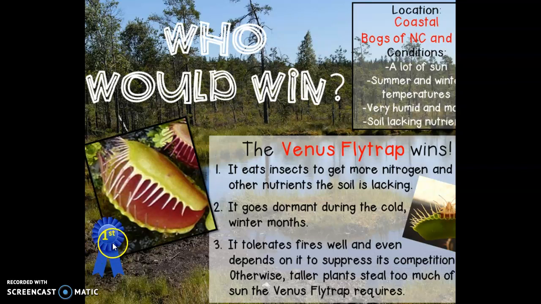It goes dormant during the cold winter months. It tolerates the cold winter well. The Venus flytrap is carnivorous. It tolerates the hot summers and cold winters as well.